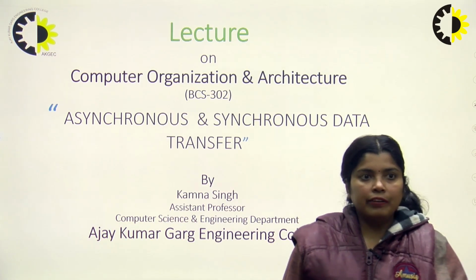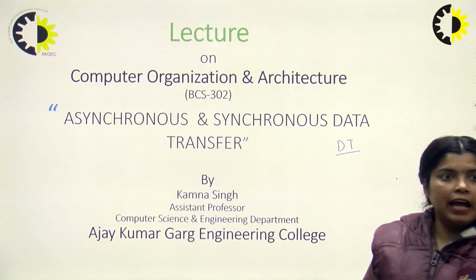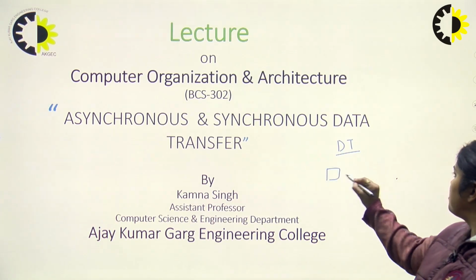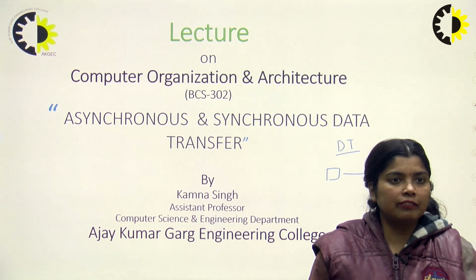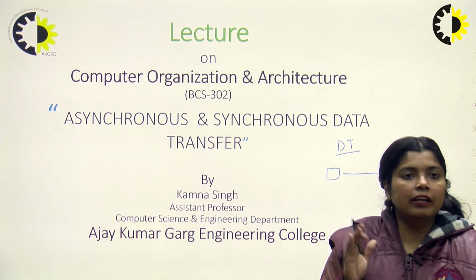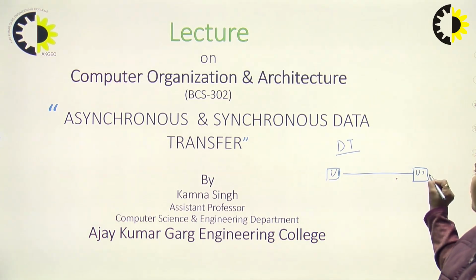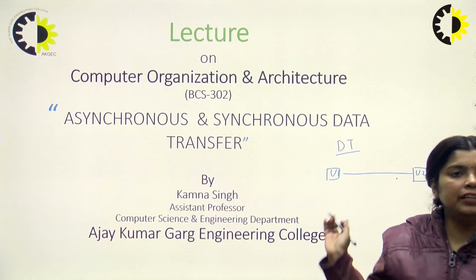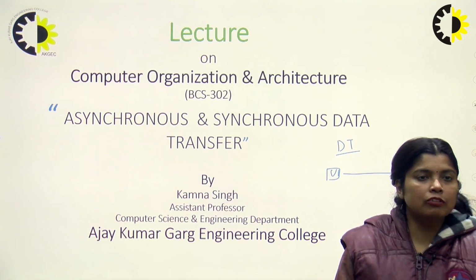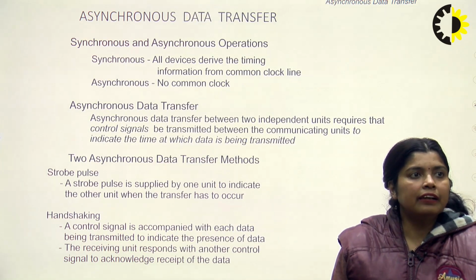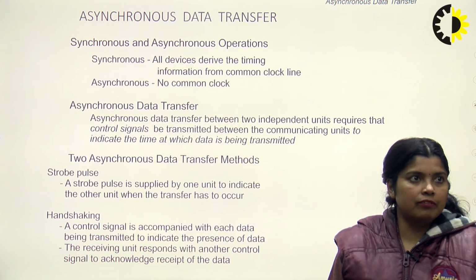What is data transfer? Data transfer is when two devices communicate with message passing. Suppose this is the first device, or you can say the hardware component. The hardware components are named like U1 and U2. When the hardware components are communicating with each other and passing messages, this is called data transfer. Again, data transfer is of two types, asynchronous data transfer and synchronous data transfer.